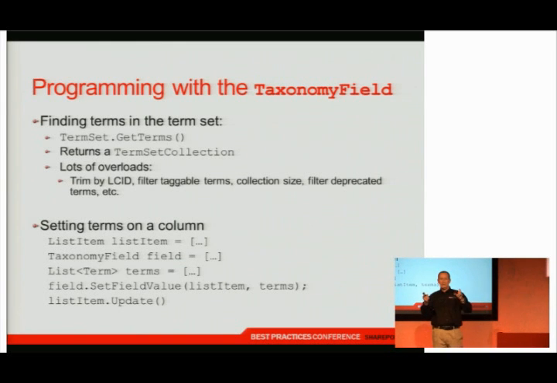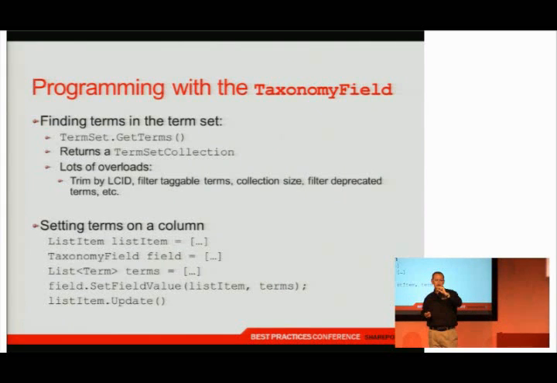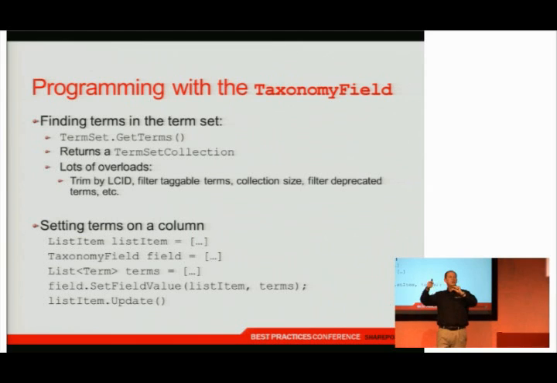What you're first going to do is get a reference to the list. Before, we've already got the terms that we want to write to the item. I'm going to get a reference to the list, a reference to the list item, and then also a reference to the actual column. The column, not on the list item, but the column on the list itself. So not a specific cell, if you think of the list like a table, but I want the entire column.